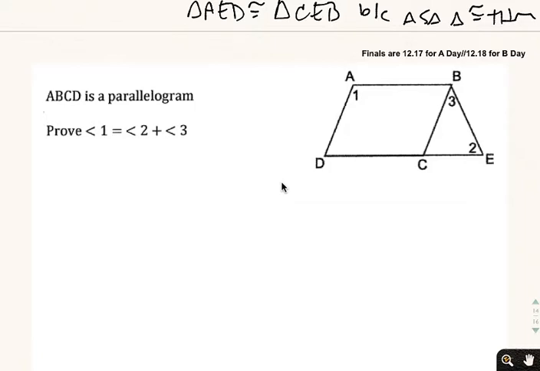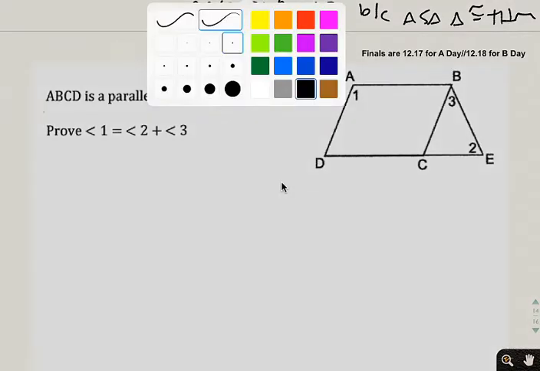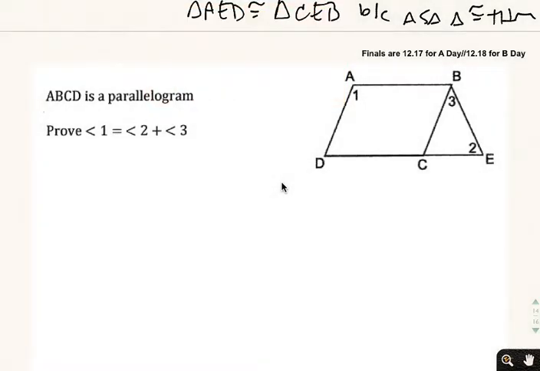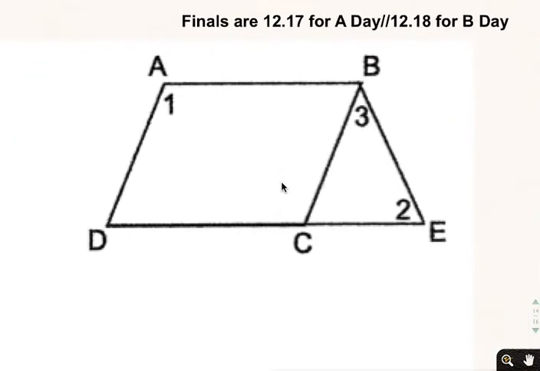So again, ABCD is a parallelogram. Awesome. Guess what? Again, very important. I want to prove that angle 1 is congruent to the sum of angle 2 plus angle 3. Okay, so to do that, let's jump into this. In our planning step, we have to realize a couple different things.